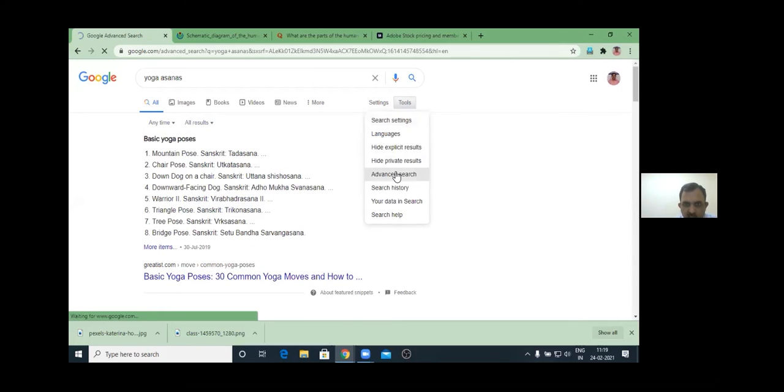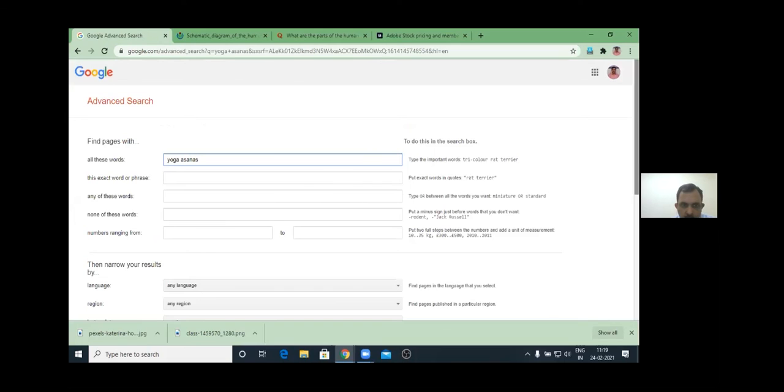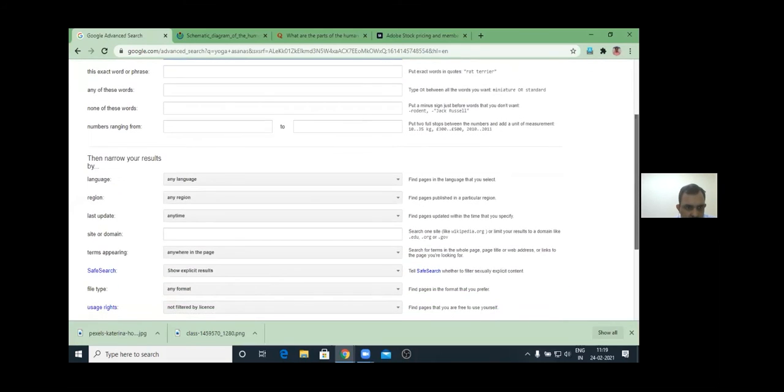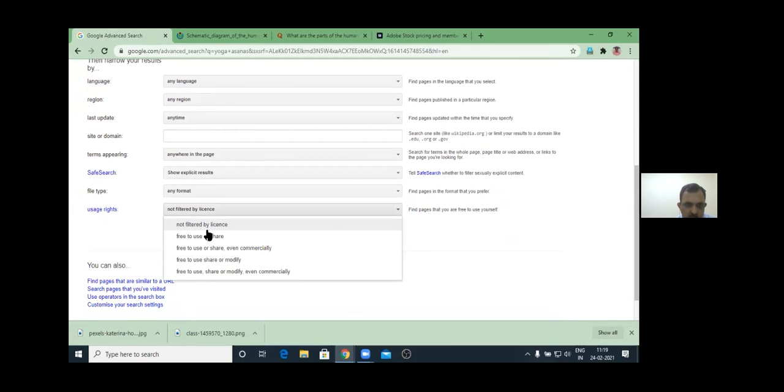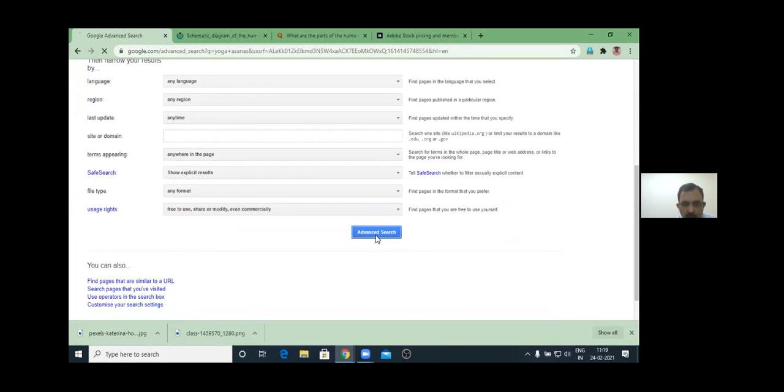You go to the advanced search option, then there is an option called usage rights at the bottom. Here you can choose the license: free to use or share, free to use or share even commercially, free to use, share or modify, free to use, share and modify even commercially. If you want this much freedom, then you apply this.